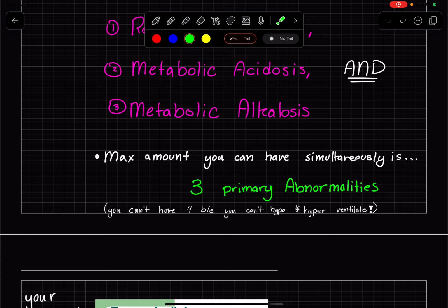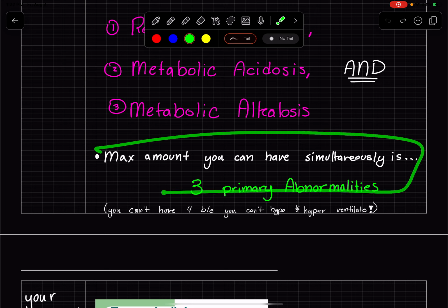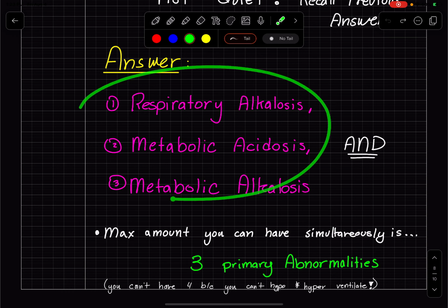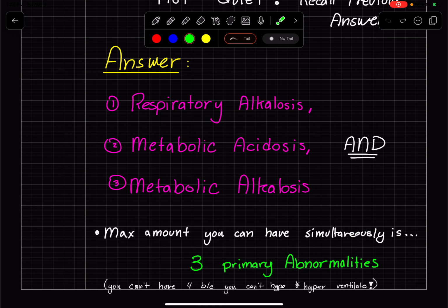Okay, again, I said this before, but the max amount of abnormalities or processes you can have at the same time is 3, because again, you can have 2 metabolics and 1 respiratory. You cannot have 2 respiratory because respiratories deal with hypo and hyperventilation to compensate, and you can't have hypo and hyperventilation at the same time. Doesn't work. Okay, so 3 abnormalities at the same time. This is the most you can have. Will most questions be like this? Probably not. Most questions will probably be like 1 or 2. But 3 is an option, and I wouldn't doubt him putting a 3 on there.